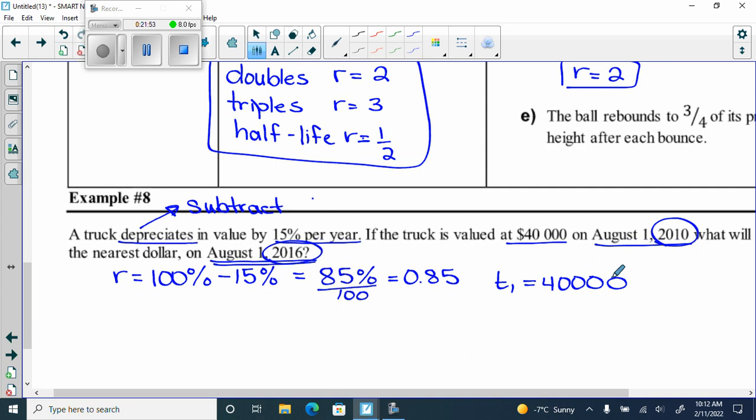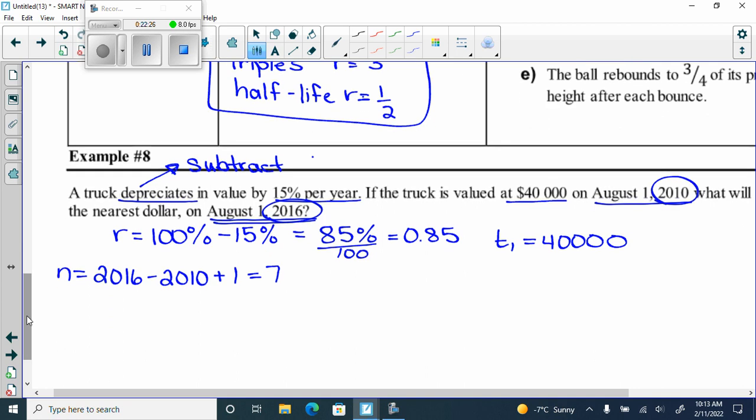Now this is the part that messes people up. How do I get n? n is neither 2010 nor 2016. We have to use those years to get n. How do we do it? We do the year of the last one minus the year of the first one, and then we always add 1. So 2016 minus 2010 plus 1 is 7. What are they making us find? Tn.